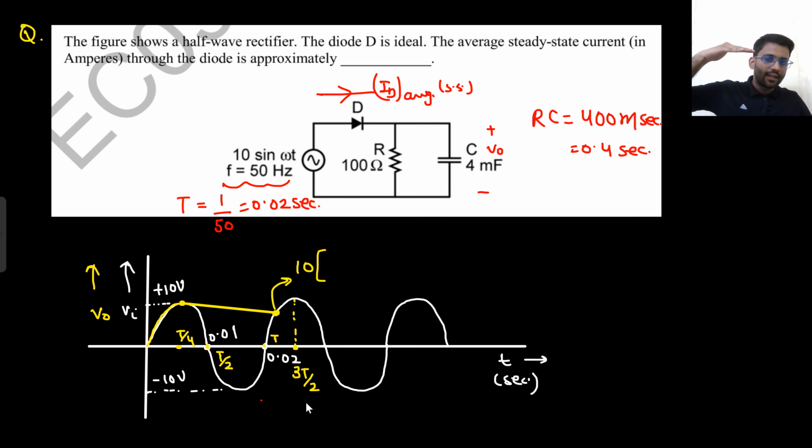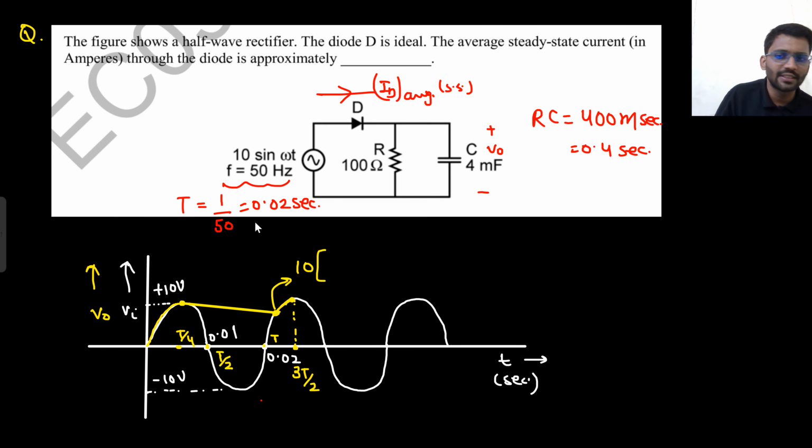So look, your output is decreasing but very slowly. Although I have made this gap very large, the decrease is very low. That means from Vm your output is decreasing. In reality, it would have decreased something like this. So it would decrease till 3T by 2, but somewhat less than 3T by 2.